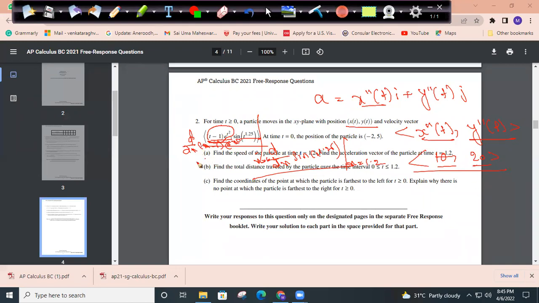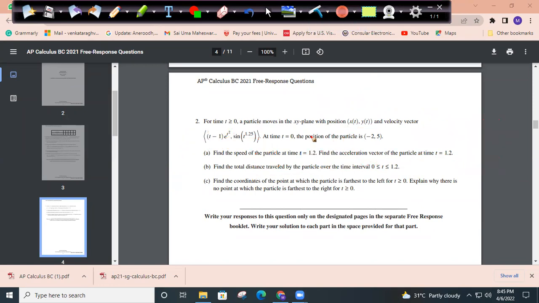Since there are only 3 parts, each question is for 8 points, you might get 2 points because the question is not difficult. So the first part is done. If anyone still has doubt, I just need to know 2 simple things. Speed is the modulus of velocity, and acceleration is v dash of t, that is x double dash of t comma y double dash of t. Okay, acceleration vector. Very good.